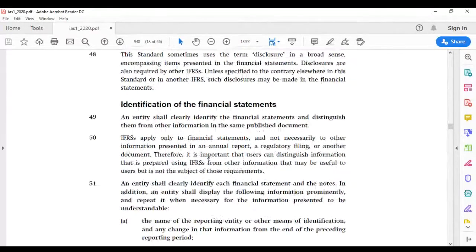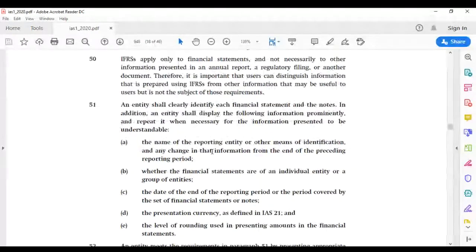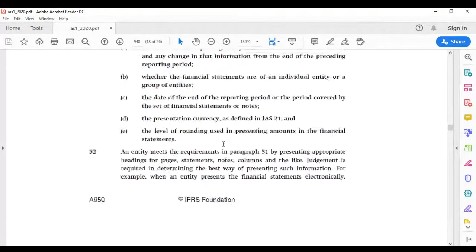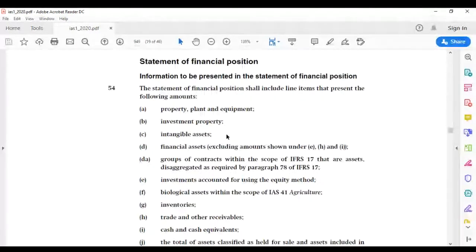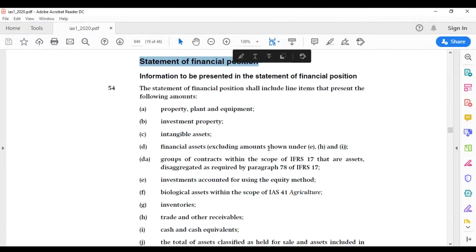Yesterday we looked at identification matters, what needs to be disclosed. We said the name of the reporting entity, the name of each financial statement, and so forth. So now we are going to look at the actual financial statements themselves. So what must the structure look like, and what must the content be? So we're going to start with this one, the statement of financial position.